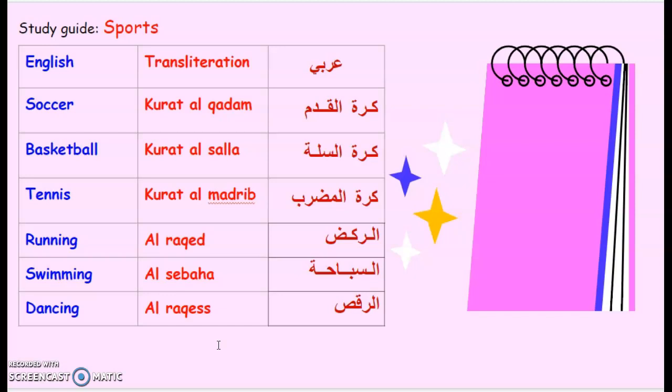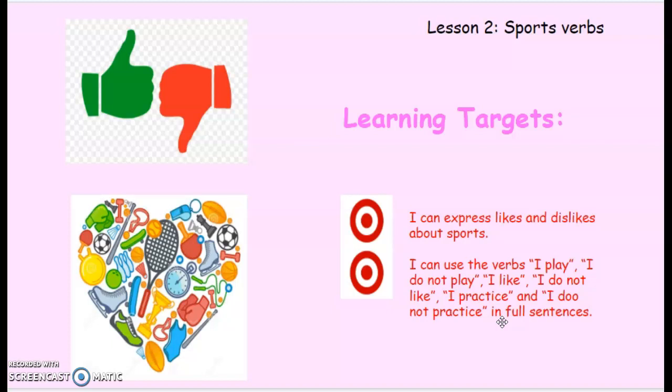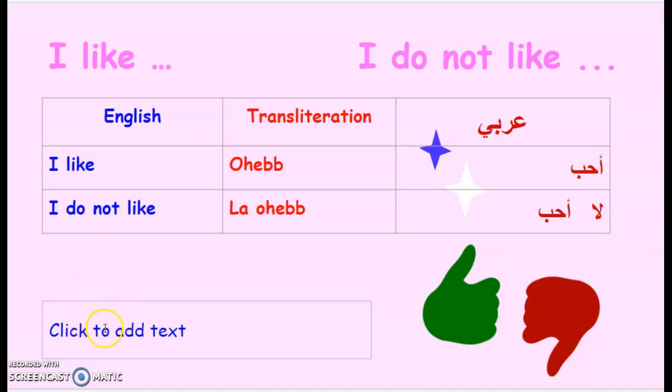I have the same words that I just showed you. Now we are going to talk about the verbs that we're going to be using with these types of sports: I like, I don't like, I play, I don't play, I practice. I like in Arabic is أحب. I do not like, لا أحب. If I want to say I like soccer, أحب كرة القدم. If I want to say I do not like swimming, لا أحب السباحة.